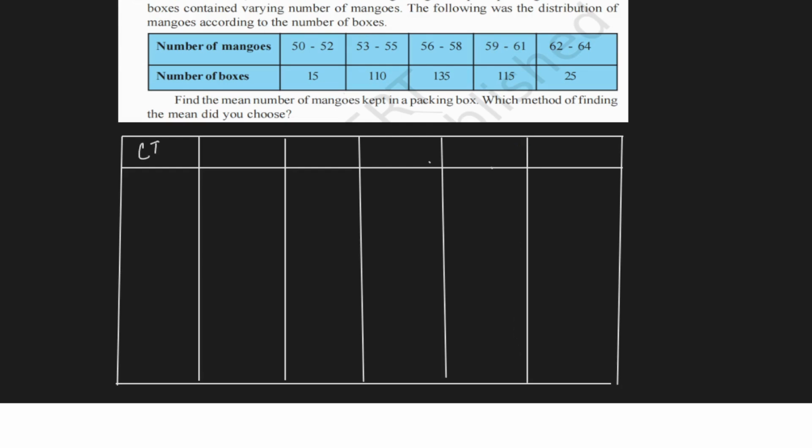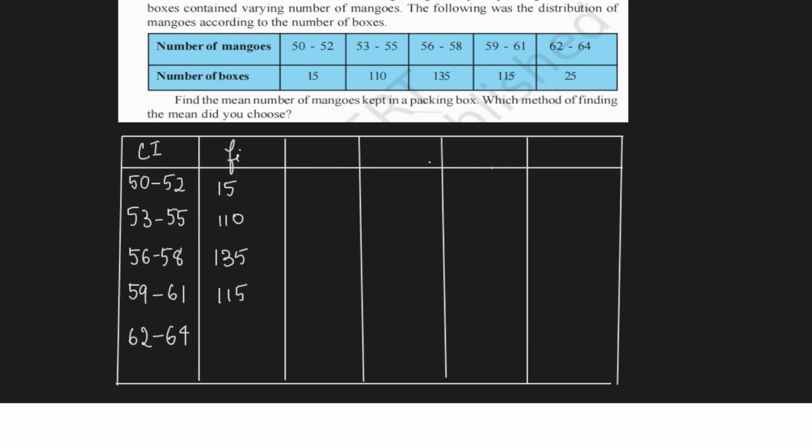So let's start with the class intervals, which is the number of mangoes here. This is 50 to 52, 53 to 55, 56 to 58, 59 to 61, and 62 to 64. Let us write the frequencies, which are the number of boxes. This is 15, 110, 135, 115, and 25.